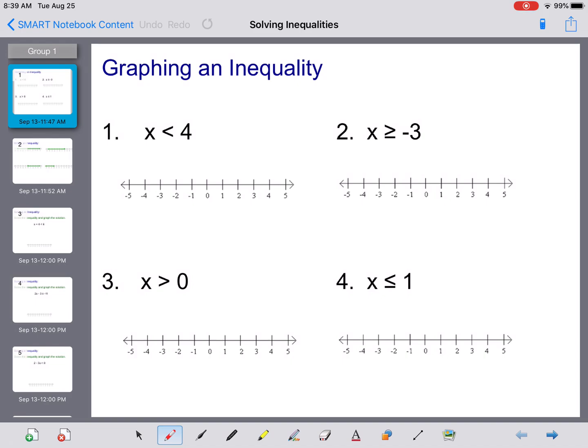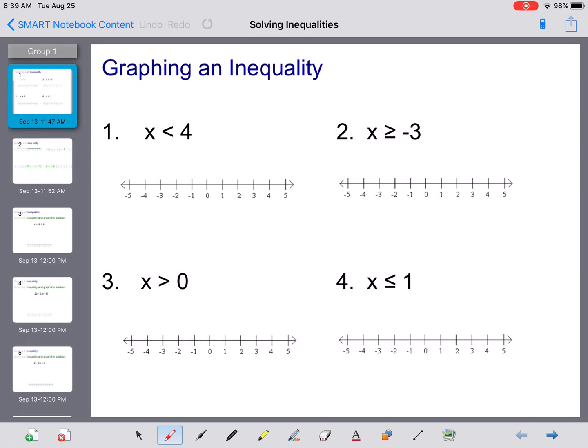So we're going to review inequalities, so single variable inequalities and graphing those, and then we will solve some at the end. So if we are saying that x is less than 4, then we want numbers that will satisfy that inequality.